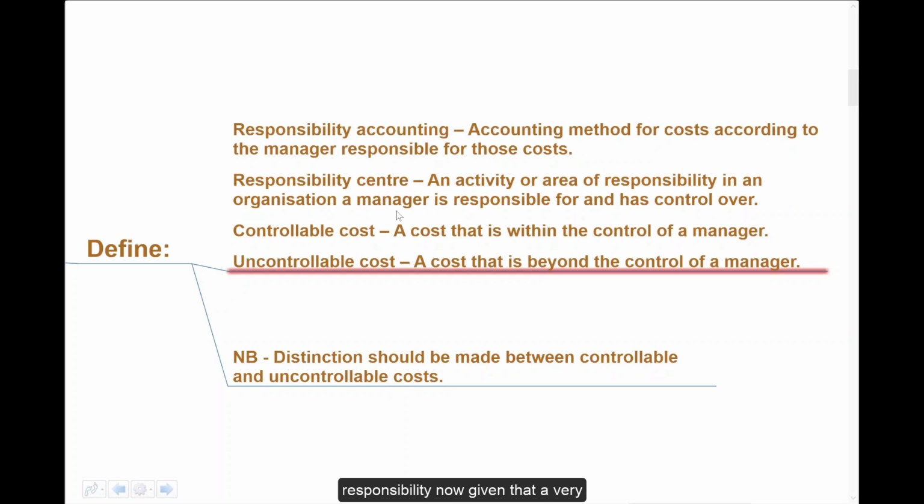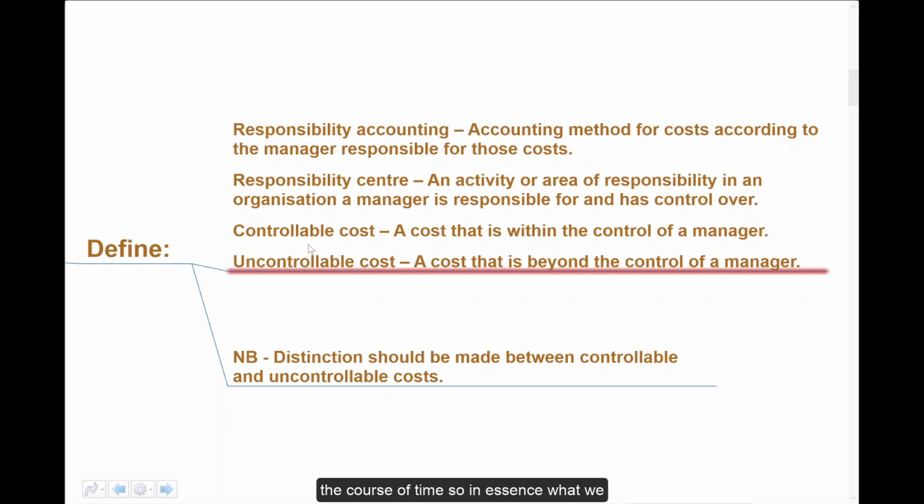Now, given that, a very, very important concept within MA, and indeed you'll see this referenced in other parts of the ACCA qualification, is this area of a controllable cost versus an uncontrollable cost. Now, this is important because think about it. When we think of managers, we think about appraisals. We think about assessing a manager based on their performance over the course of time.